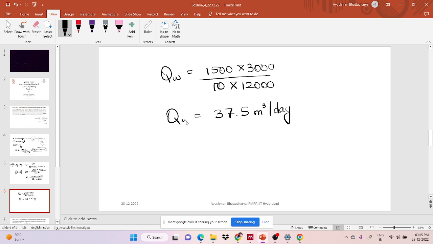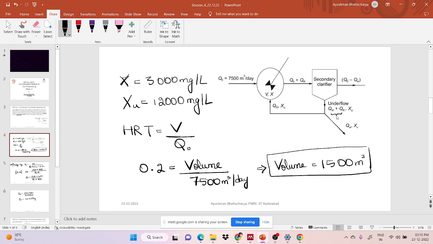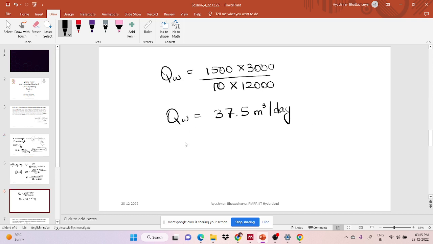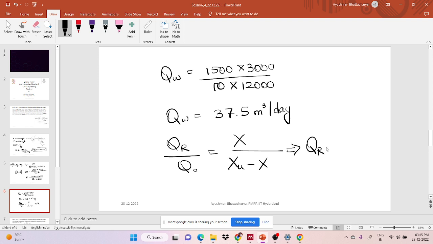So you got QW, but they have asked you the underflow. You need to calculate QR as well. So for QR, we do QR by Q naught is equals to X upon XU minus X. From here, if you substitute the value, QR is equals to X, the MLSS concentration we know. So MLSS X they have given us.